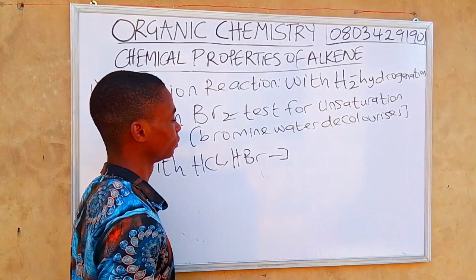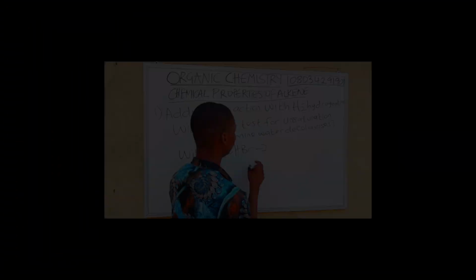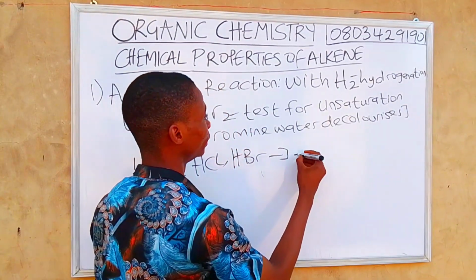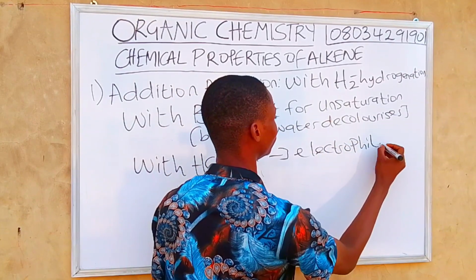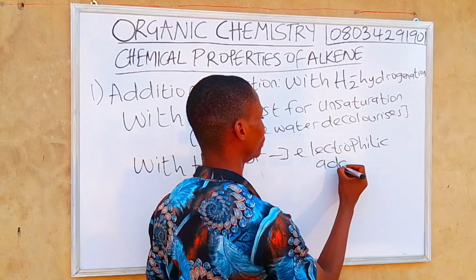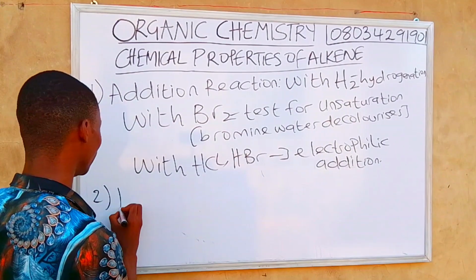So we also have alkene reacting with HCl and HBr, hydrogen chloride, hydrogen bromide. Is that clear? So once it reacts with this, it's called electrophilic addition.